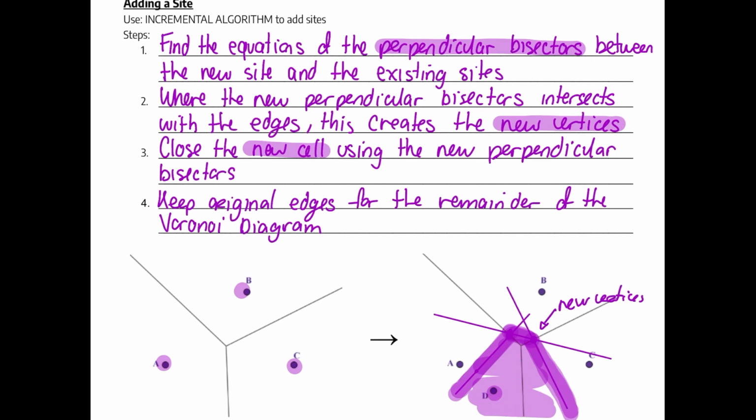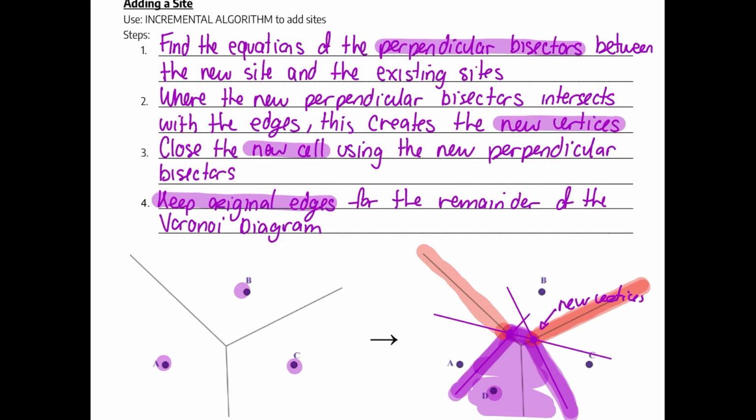And then the 4th step is for the remainder of this Voronoi diagram, we are going to keep the original edges. So if I choose a different color to keep the original edges, that means that coming out of this vertex, I would be keeping this edge. And coming out of this vertex, I would be keeping this edge. And now that would be the completed Voronoi diagram.